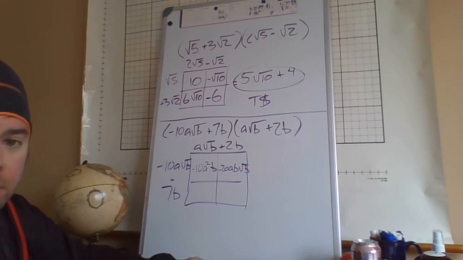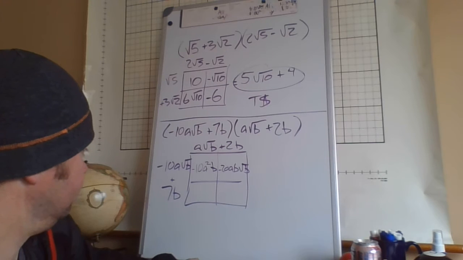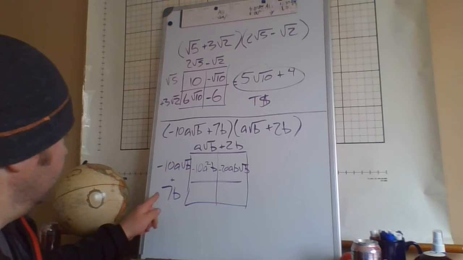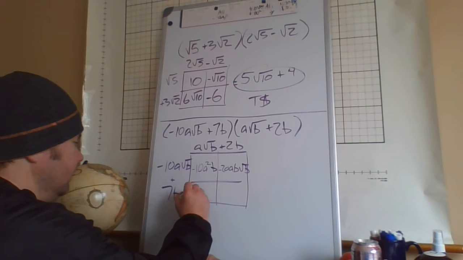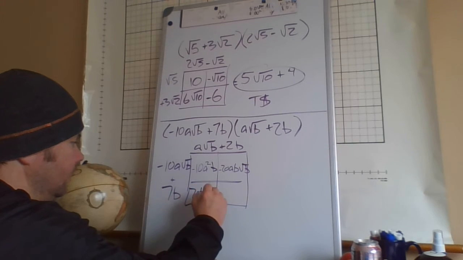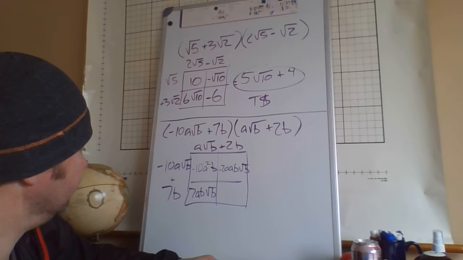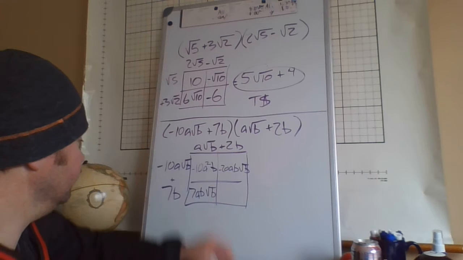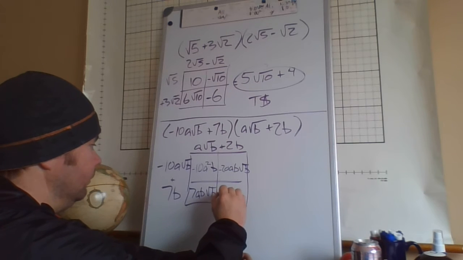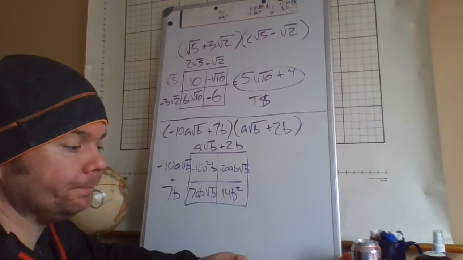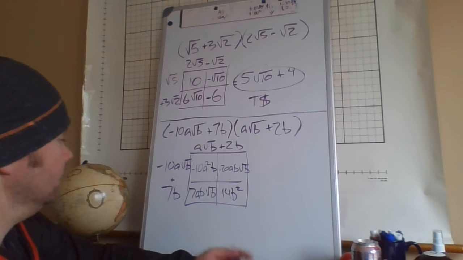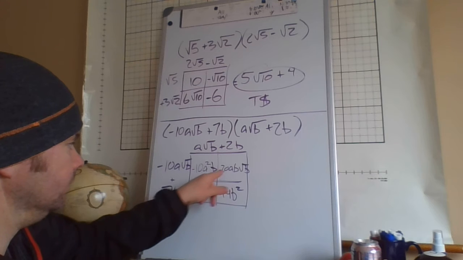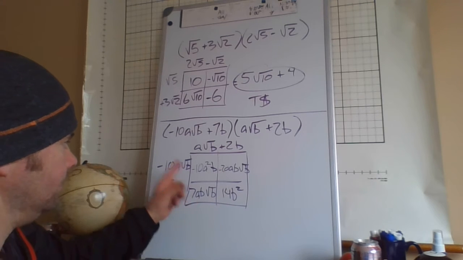And then there's this square root of b that can't be simplified. That's it, right? Here, 7b times a is 7ab. There's another square root of b that doesn't simplify with anything. And then 7b times 2b is just 14b squared. Great. Time to combine like things. These are like terms. I'm going to combine those up.